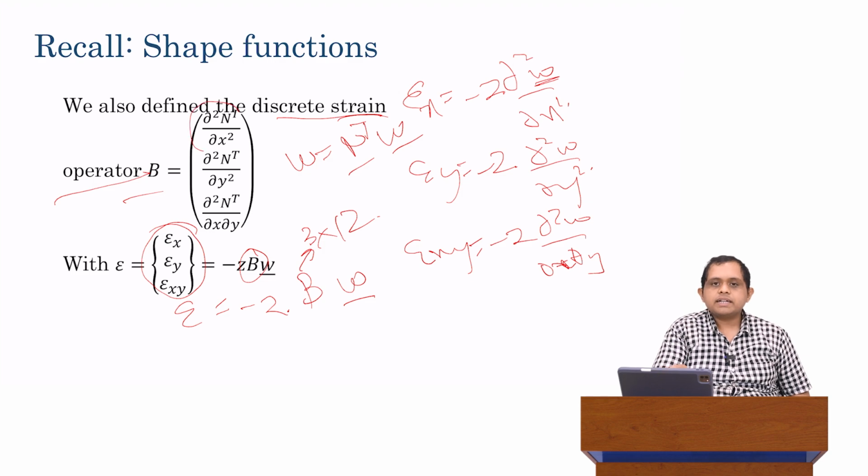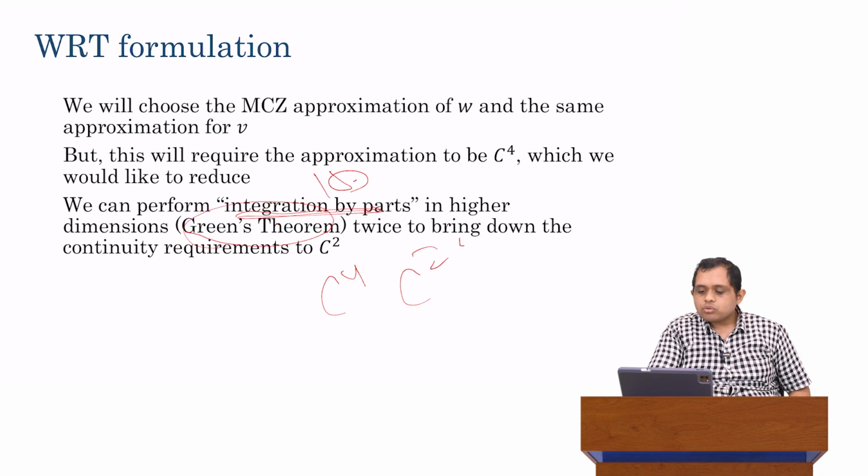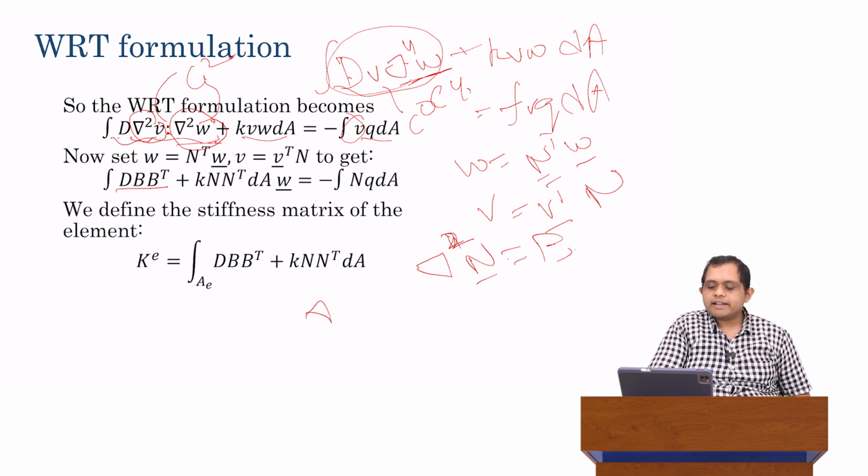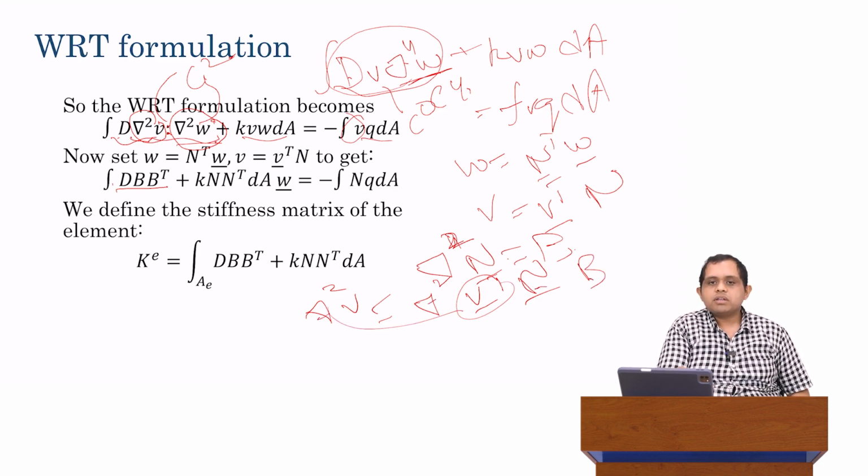You will see del square, you're basically going to get these three terms in del square. So del square of N is basically going to give us B. Okay. So what we have here then is this D into del square V, del square W. So we're actually going to get a D, B, B transpose. Why? Because we have N. So when we're taking del square V, we are actually getting del square V bar transpose, V bar is a constant, into N bar. Since this is a constant, we can take it out. Del square N is simply going to be B. So we get D, B, B transpose.